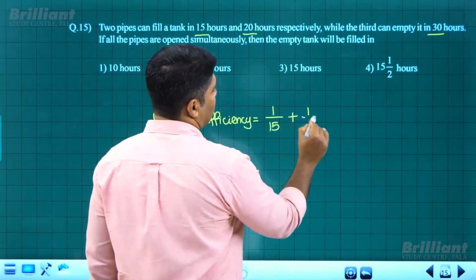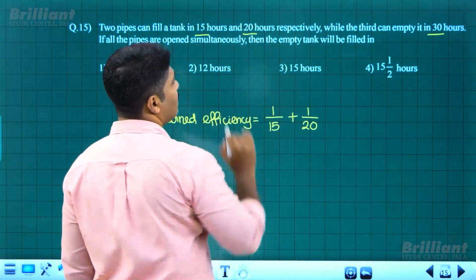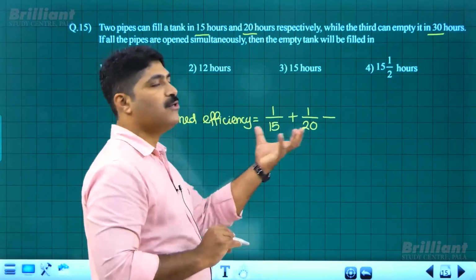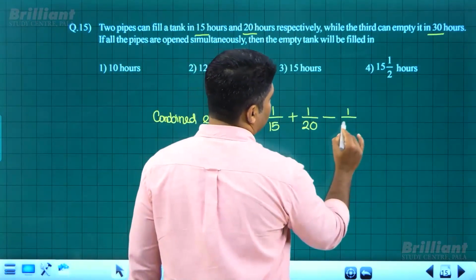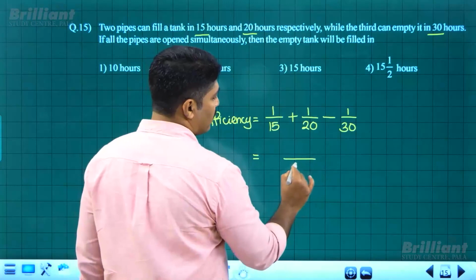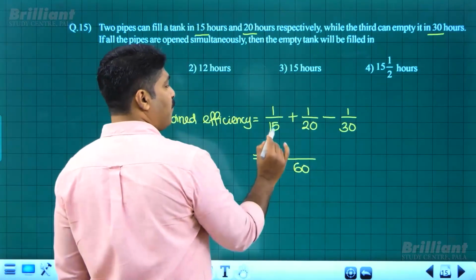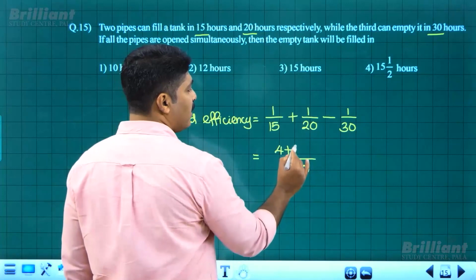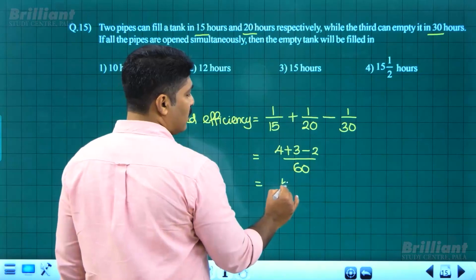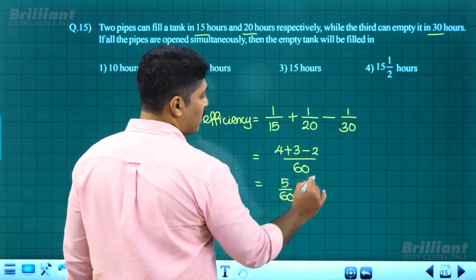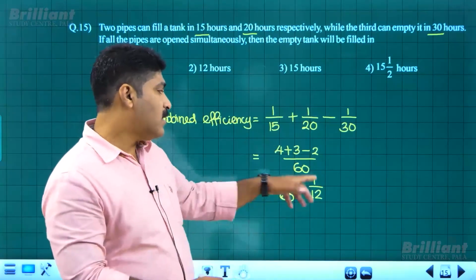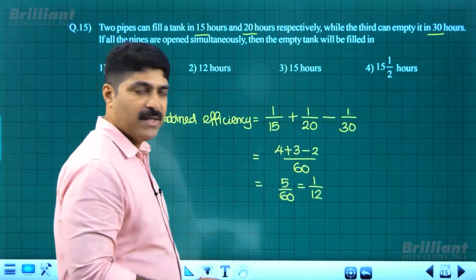And the second pipe, its efficiency is 1/20, that is 1 divided by this time. The third pipe is emptying, therefore you have to subtract that efficiency from the other two combined efficiencies. Therefore, this is 1/30. So you just simplify these values. Observing all these values, we can easily catch that the LCM is 60. So 15 into 4 is equal to 60, 20 into 3 is equal to 60, then 30 into 2. So therefore, this is 5 by 60, which is equal to 1/12. As we know, the total time required is the reciprocal of the total efficiency.